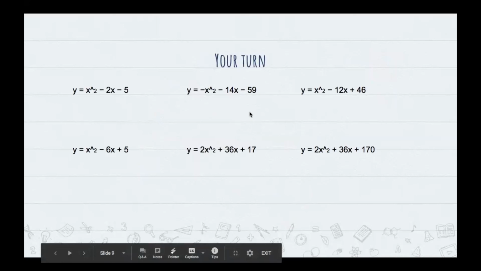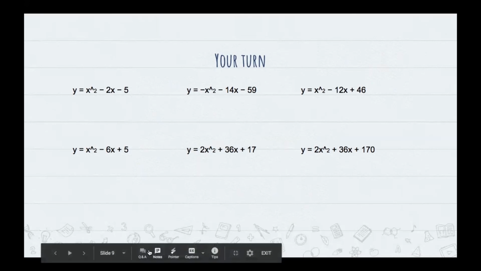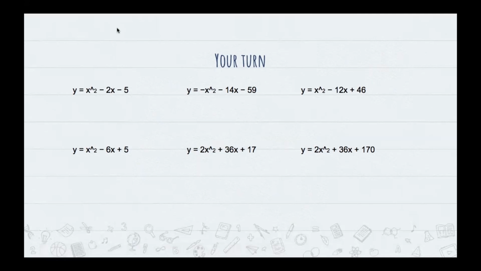You can pause the video and do these practice questions on your own. It's the same concept. You want to make sure that you have, this is very crucial, b over 2 squared. Because that's what you're going to have to use to add to both sides of the equation.